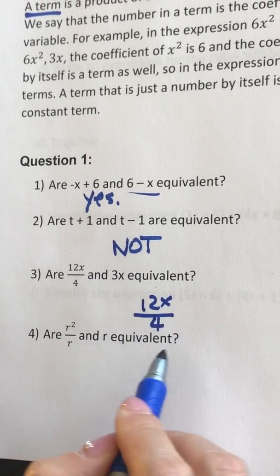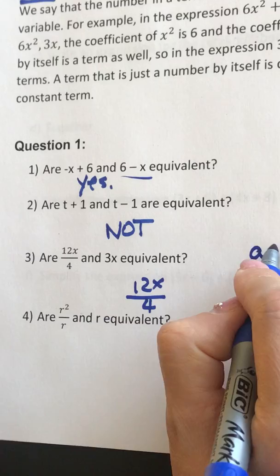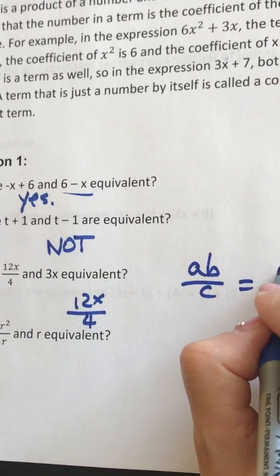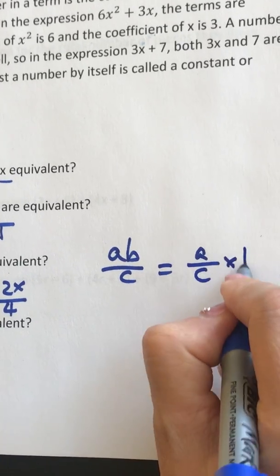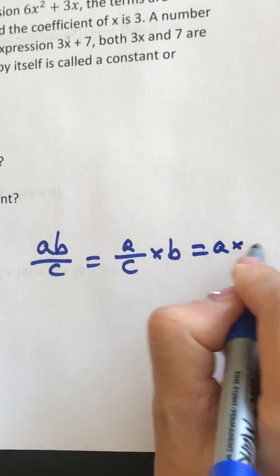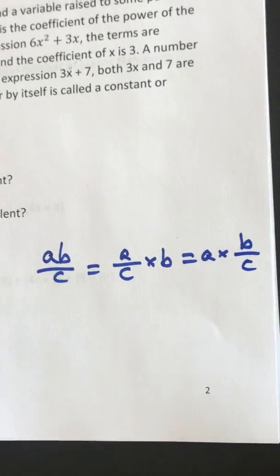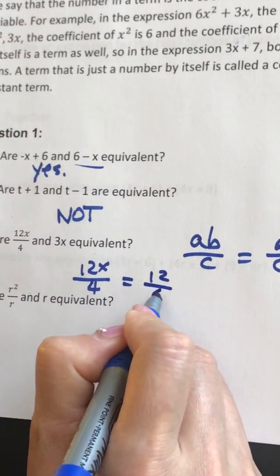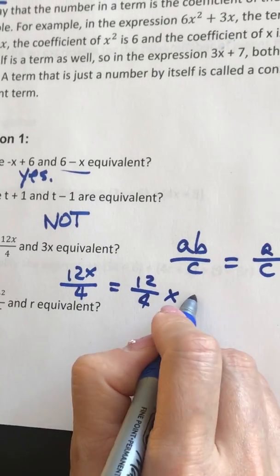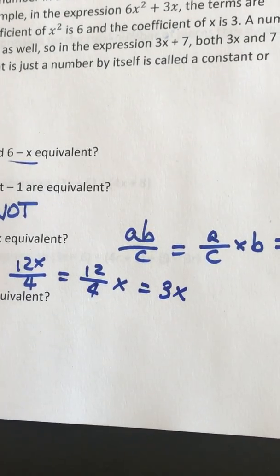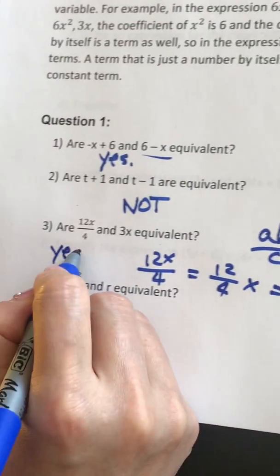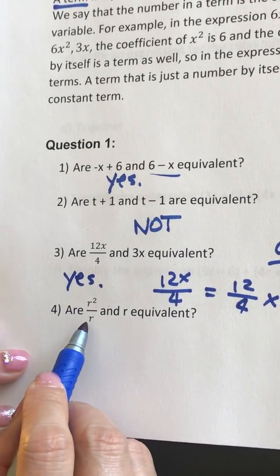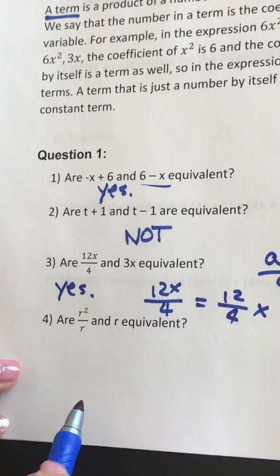12 multiply a number. We talked about this before. AB divided by C, this is a fraction, equals A divided by C multiply B, or A multiply B divided by C. In this case, we can rewrite this as 12 divided by 4 multiply x. Therefore, it is 3 multiply x. The answer is yes. Number 4, are r squared divided by r and r equivalent?